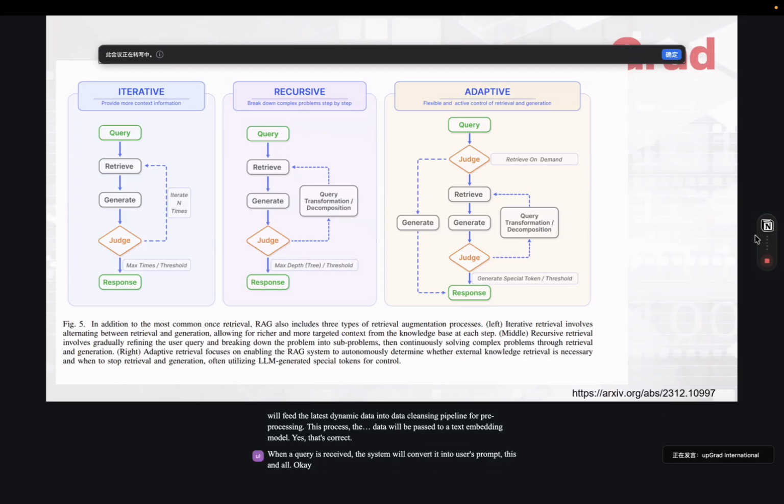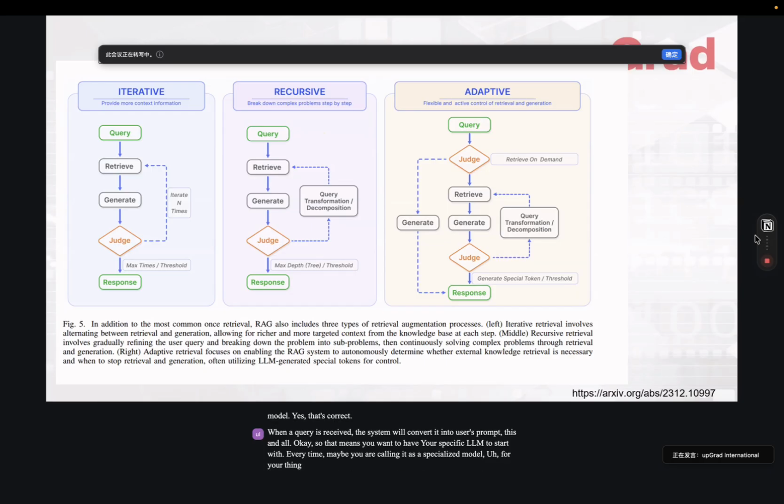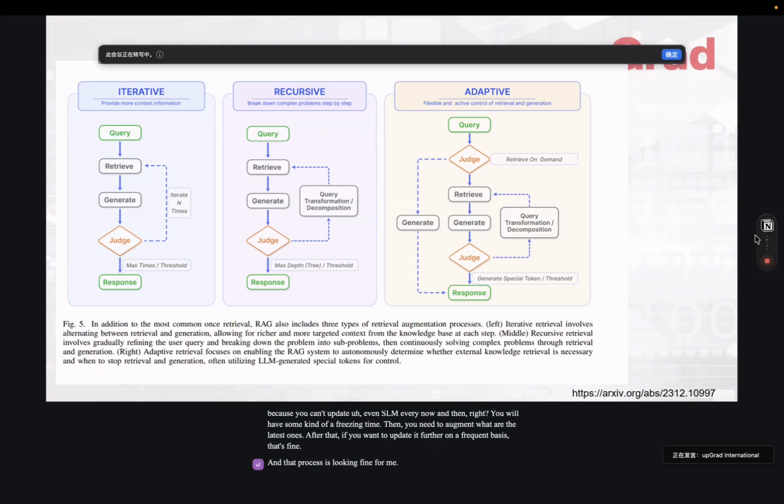Okay, so that means you want to have your specific LLM to start with every time. Maybe you are calling it a specialized model for your thing. Then on top of it also, yes, you can apply RAG, because you can't update even an SLM every now and then, right? You will have some kind of a freezing time. Then you need to augment for the latest ones. After that, if you want to update it further on a frequent basis, that's fine. And that process is looking fine for me. That is an answer for Andy.